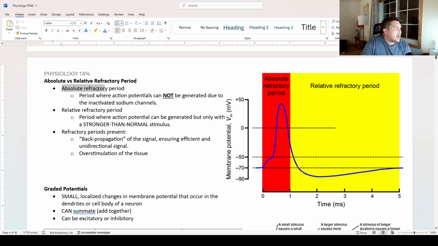So the first one is the absolute refractory period. During this time when one action potential is developing, we cannot under any circumstances develop another action potential. There's no possible way because the sodium channels have been inactivated, right? After that period, during that hyperpolarization phase, we can have another action potential generated, but we need a stronger than normal stimulus.